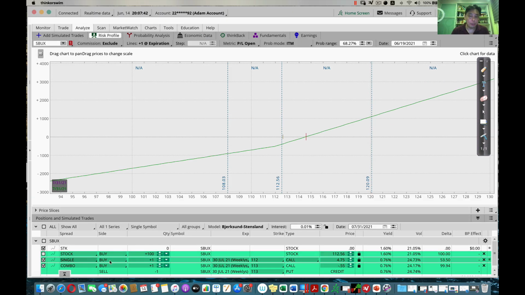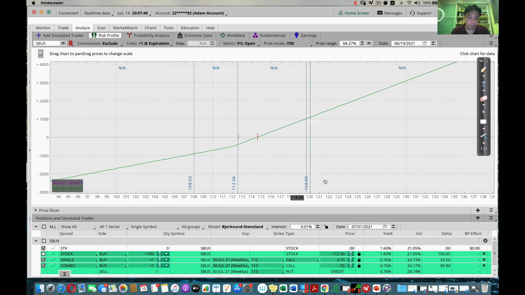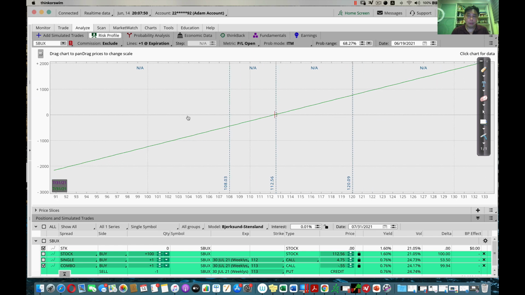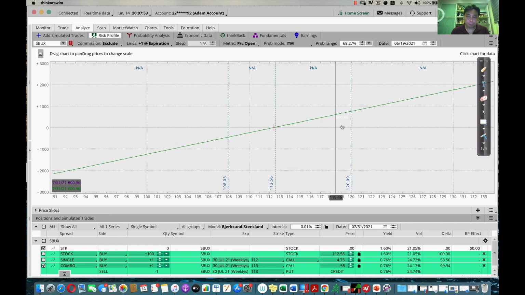Boom. And this is exactly what it looks like. Okay, 113. There we go. Okay. Now, notice something interesting. This is called the combo. Notice it's a straight line.